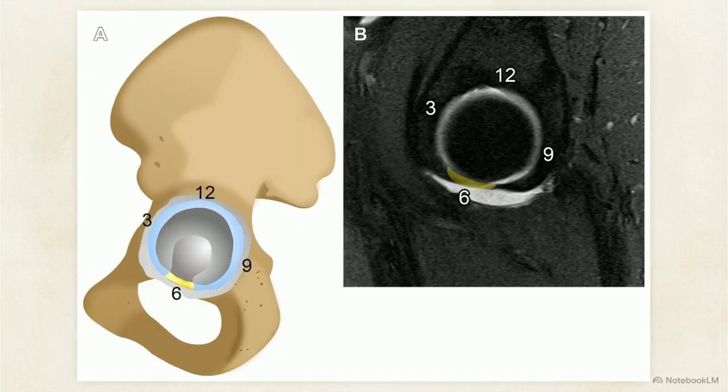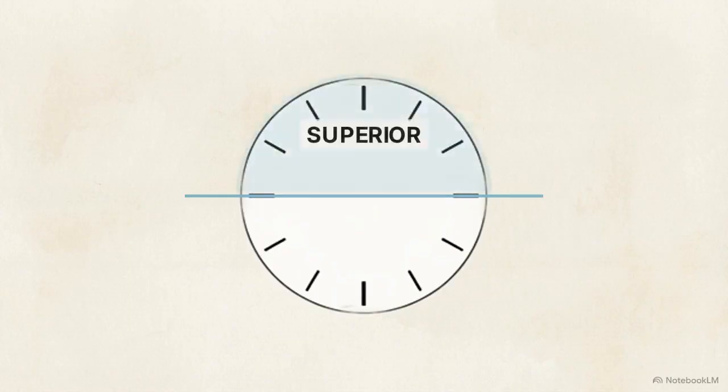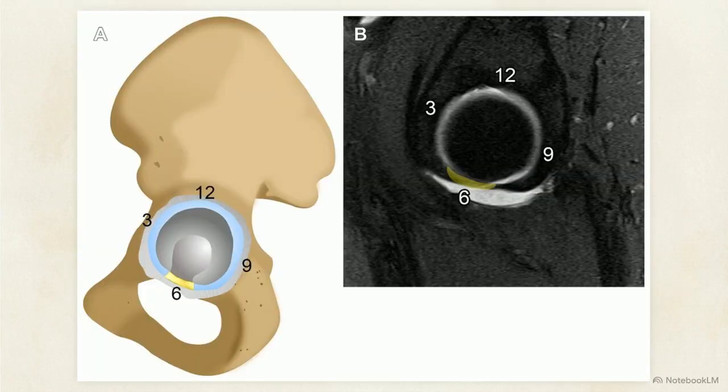To standardize the reporting of tears, radiologists use the clock face method shown here. The superior apex of the acetabulum is designated as the 12 o'clock position. The 3 o'clock position marks the anterior aspect of the joint, effectively dividing the labrum into superior and inferior quadrants. Looking at the corresponding sagittal MRI, the 6 o'clock position is defined by the location of the transverse acetabular ligament.